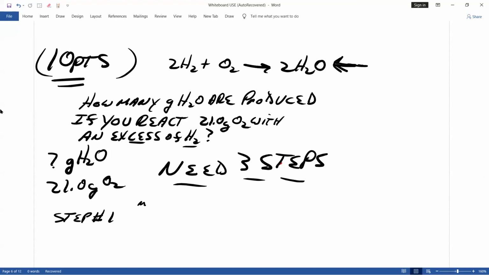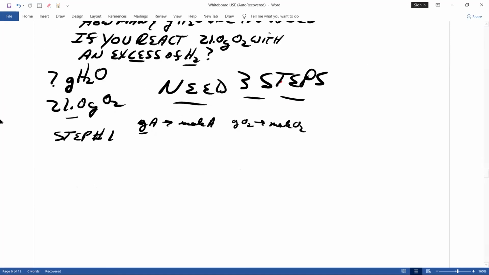Moles of A, or I should say grams of A to moles of A. And what does that mean? What are we given grams of? Oxygen. So we want to go grams of oxygen to moles of oxygen. How do we do that? Well, use your good buddy, your good friend, unit analysis. This is what we have. We want to get to moles of oxygen. That's moles of whatever we're given grams of.